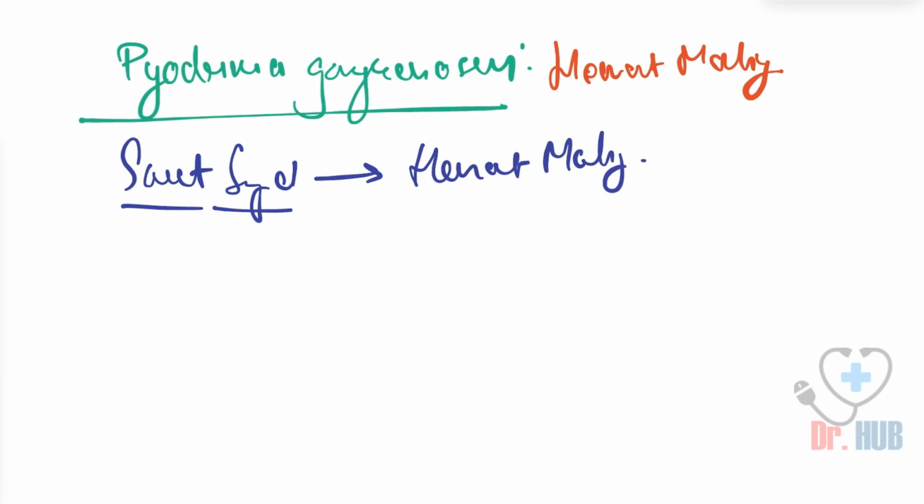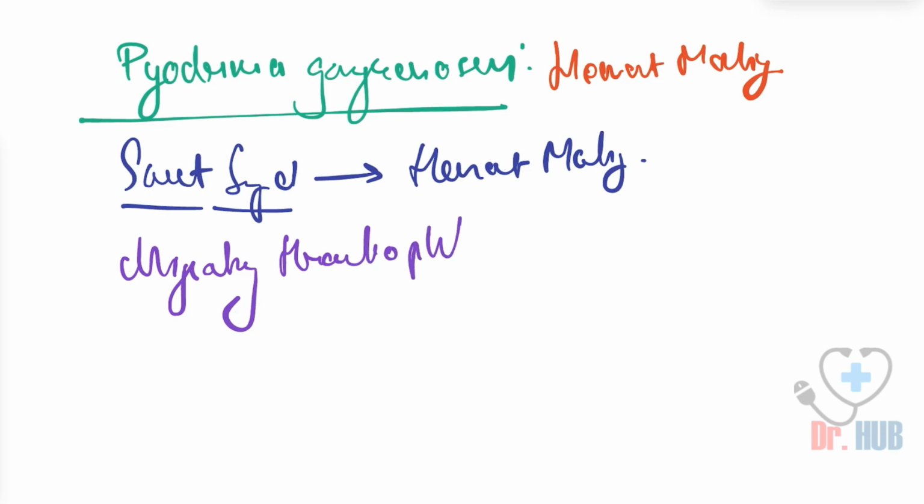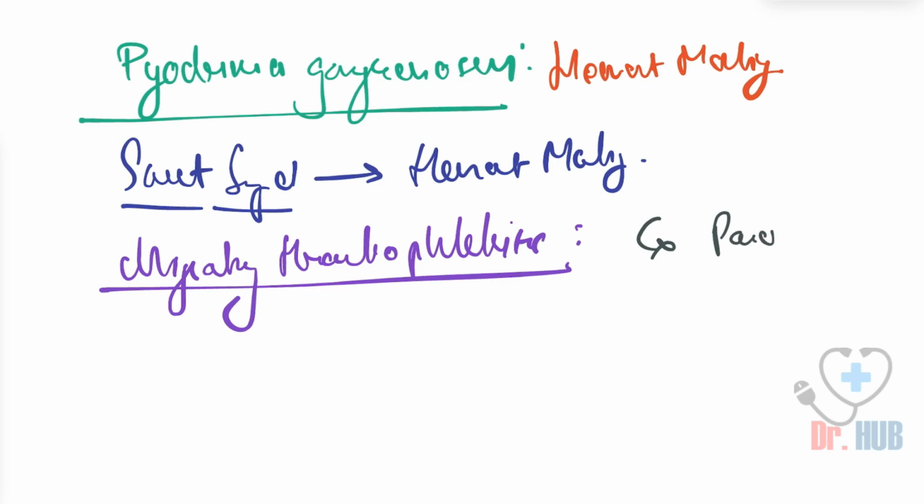Then we look at migratory thrombophlebitis. So what is migratory thrombophlebitis? This is associated with carcinoma of the pancreas.